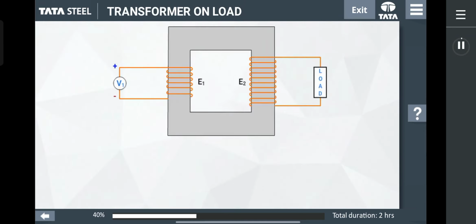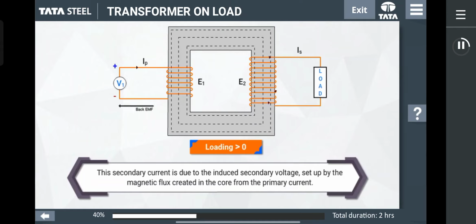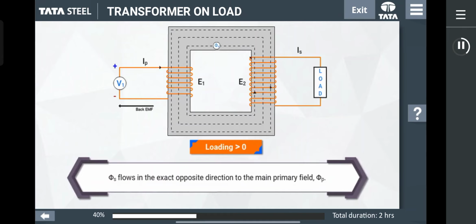When an electrical load is connected to the secondary winding of a transformer, the transformer loading is therefore greater than zero. A current flows in the secondary winding and out to the load. This secondary current is due to the induced secondary voltage set up by the magnetic flux created in the core from the primary current. The secondary current IS, which is determined by the characteristics of the load, creates a self-induced secondary magnetic field phi S in the transformer core, which flows in the exact opposite direction to the main primary field phi P.